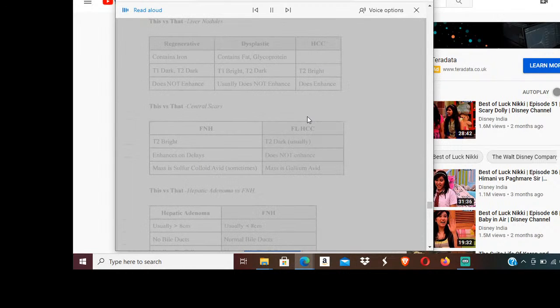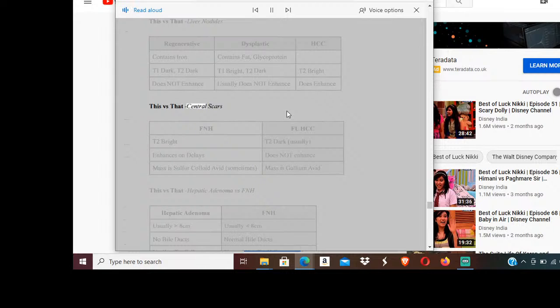This vs that, liver nodules. Regenerative, dysplastic, HCC. Contains iron, contains fat, glycoprotein. T1 dark, T2 dark; T1 bright, T2 dark; T2 bright. Does not enhance, usually does not enhance, does enhance.